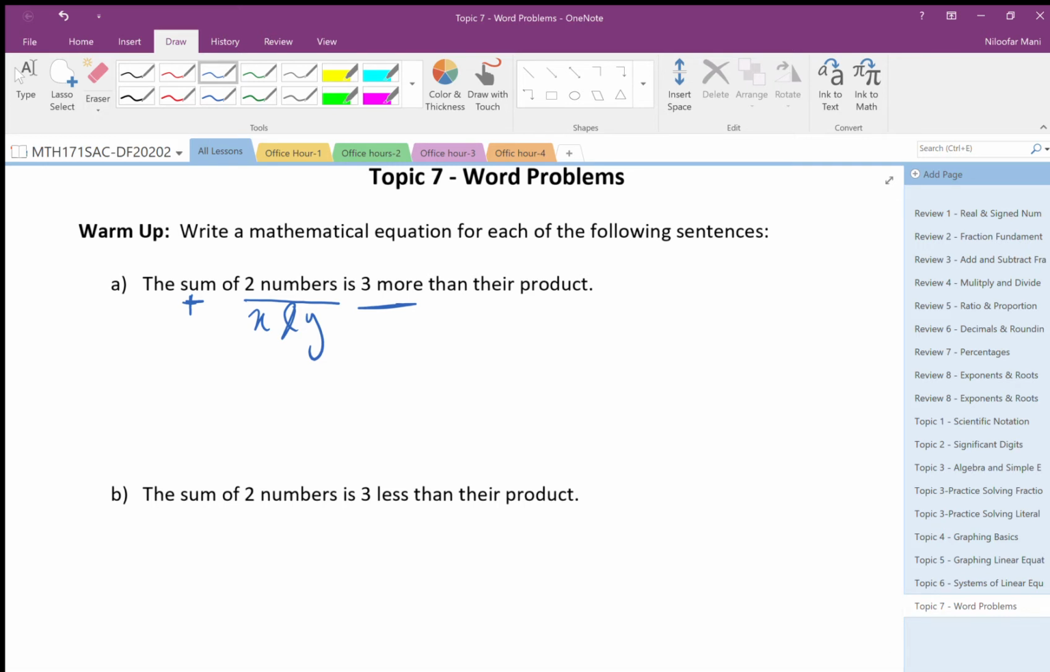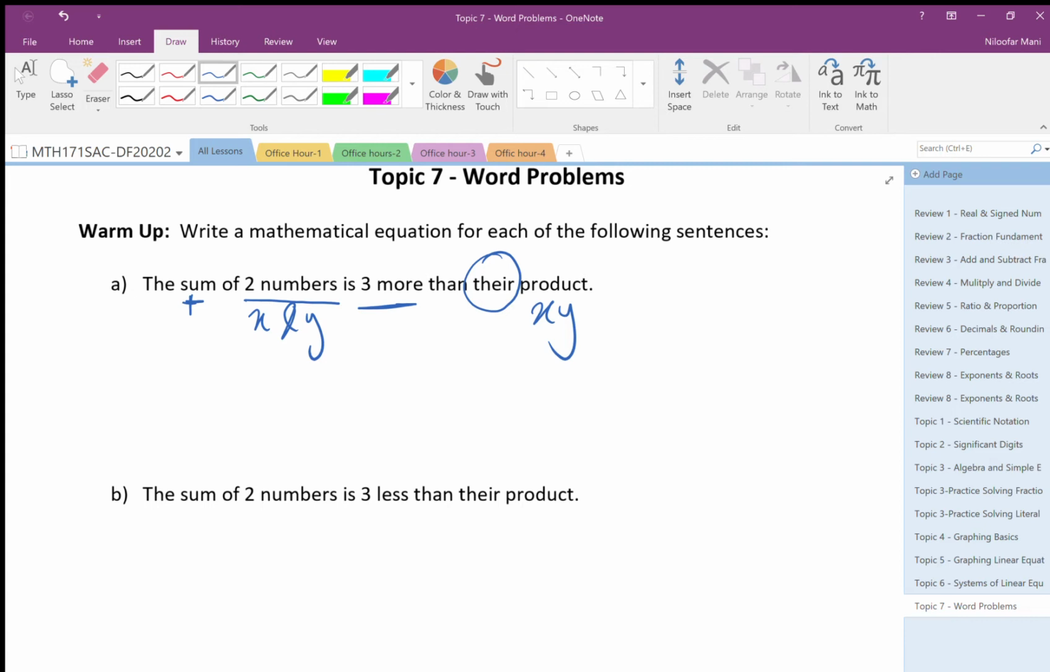So what does the product mean? Product means xy. Because it says their product, you have to use xy. You shouldn't use ab, for example. If you use x and y at the beginning, x plus y, then you have to do xy at the end. Because it says their product, we are talking about the same numbers. So these are important points.